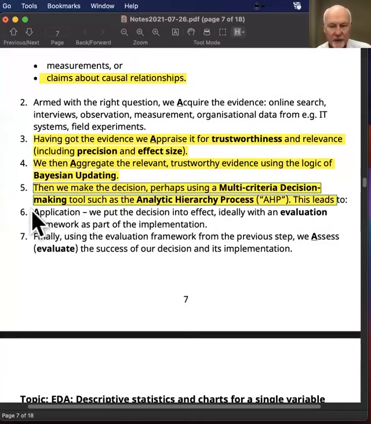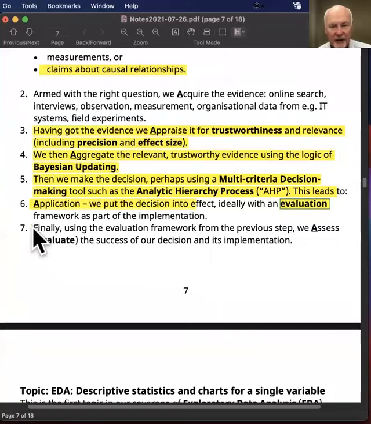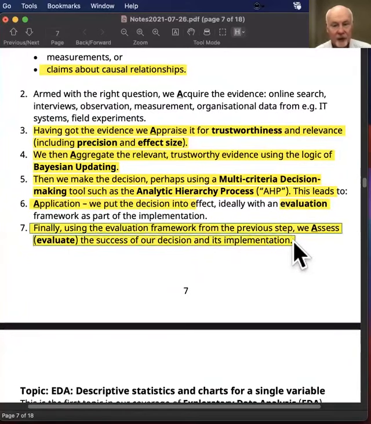Then we get to application, which I've already talked about. And the main thing we want to emphasize there is that when you apply it, you build in an evaluation framework. So you know you're going to evaluate it afterwards. You've worked out what you would do to evaluate it, so you know what, say, data you need to collect to be able to do that afterwards. And then finally, we do the evaluation. And hopefully we learn from the evaluation, from the assessment, and we somehow store that knowledge in the organization so that if we have to do something similar in the future, we've got something we can look at that will guide us. And some organizations are really good at doing that, and many of them are terrible.